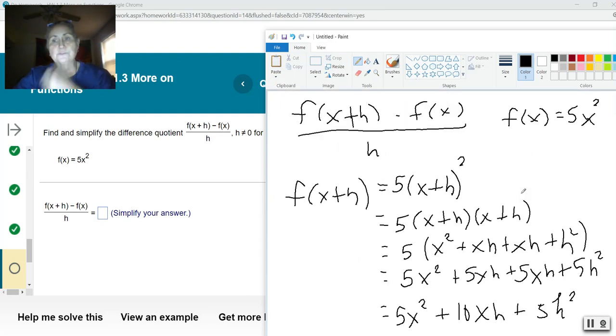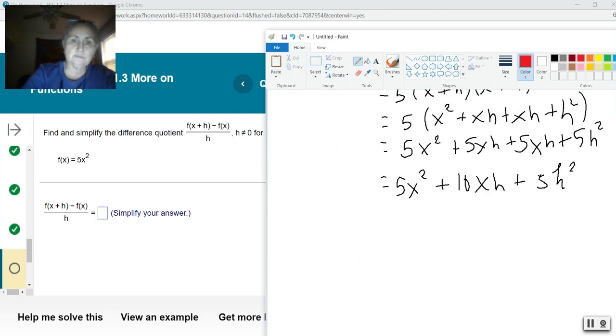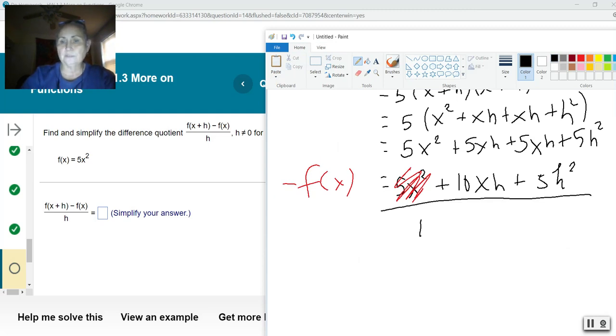All right, now I'm supposed to take away. Remember, look, this part right here says, hey guys, take away everything that was in the original function. Well, the original function only had a 5x squared, so I'm going to take away everything that's in f of x. Well, guess what? That's the only thing that was in f of x. So I'm left with 10xh plus 5h squared. But then I have to divide everything by h.